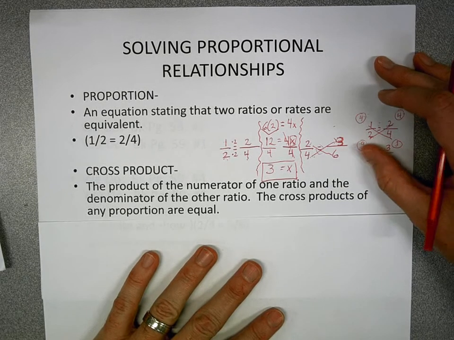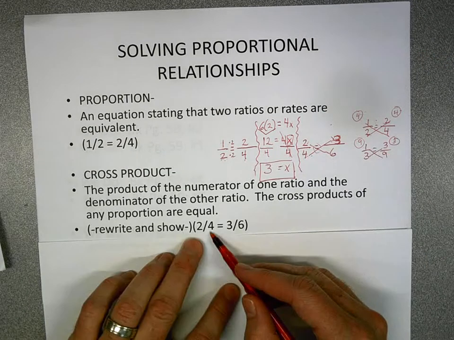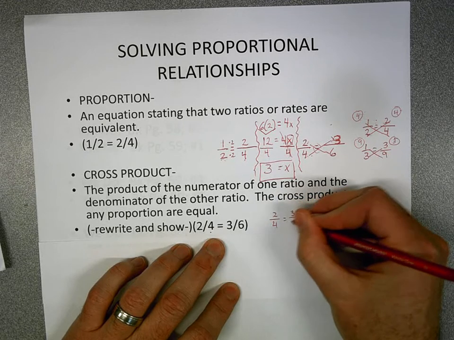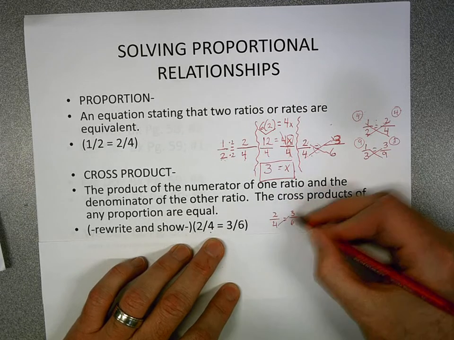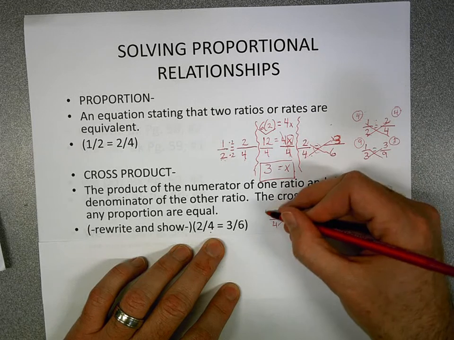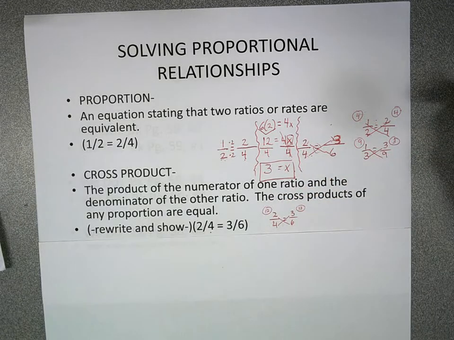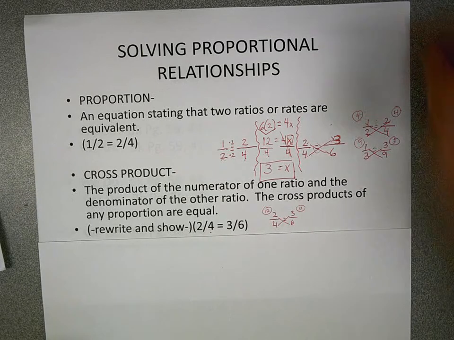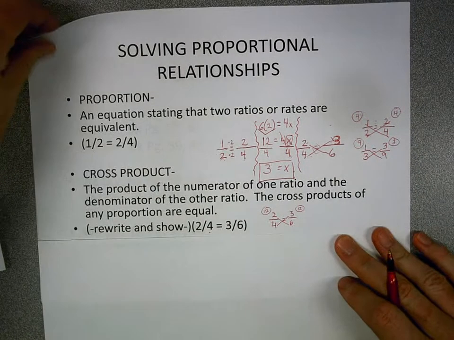So in your notes, in the little box, go ahead and let's write this down really quickly. 2/4 is equal to 3/6. And just do this. 4 times 3 is 12. 6 times 2 is 12. And that's just an example of how cross products are the same. They're equivalent.